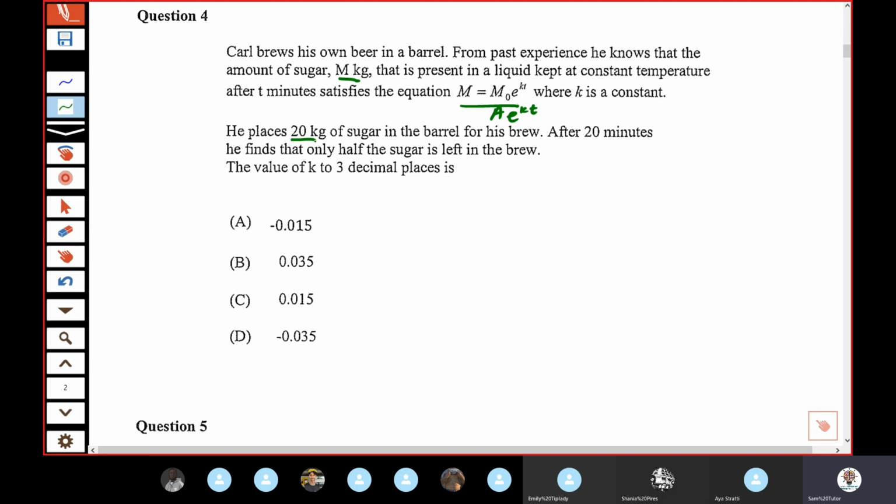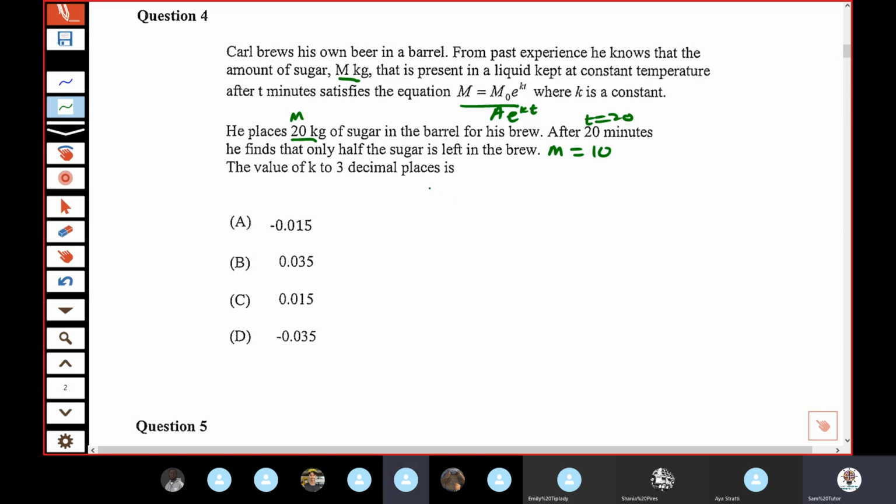He places 20 kilograms of sugar, that means M, in a barrel for his brew. After 20 minutes, so when T equals 20, he finds that only half of the sugar is left in the brew. He realizes that M equals 10. The value of K to 3 decimal places is, okay, what's our step 1? If you guys are used to this by now, you would know what step 1 is. Anyone?